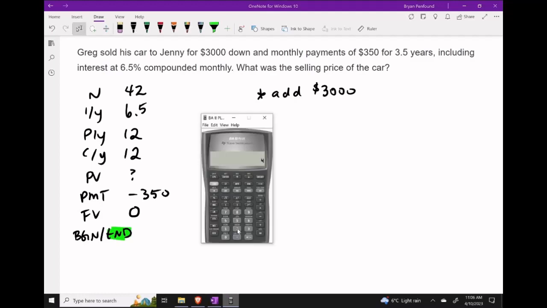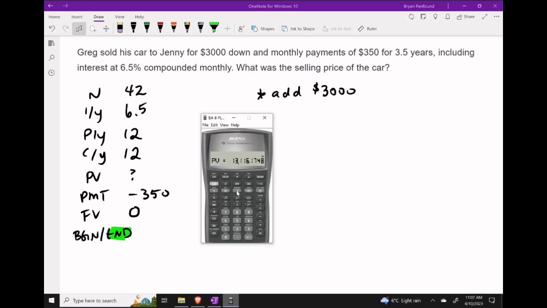So let's begin with n equal to 42, and then we'll move into our interest, which is 6.5. Going into our submenu, let's program both of these to be 12, and we'll quit that submenu. We're going to calculate the PV. Let's take our payments to be negative $350, and our future value to be 0. Let's go ahead and compute the principal amount.